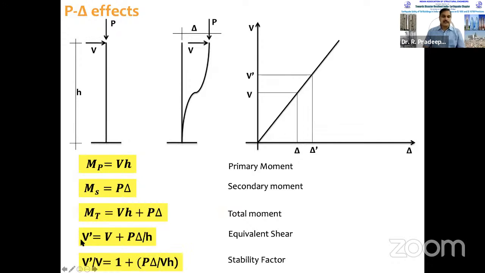Now if I divide V prime by V, as a ratio of V, what I get is 1 plus P delta by VH. Actually, this is the stability factor which IS 16700 is prescribing. The ratio of secondary moment to primary moment is termed the stability factor. It should not be more than 0.2. If it is more, then we need to work on the structural system and bring it back to less than this value.